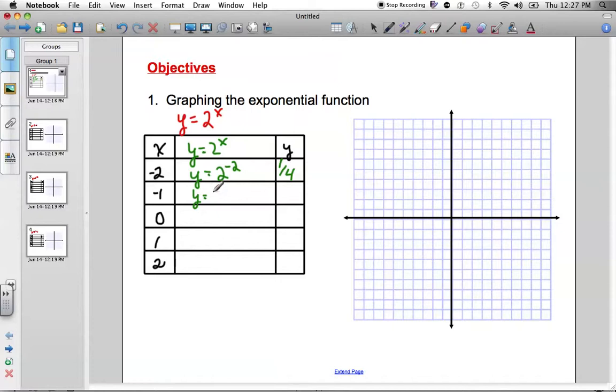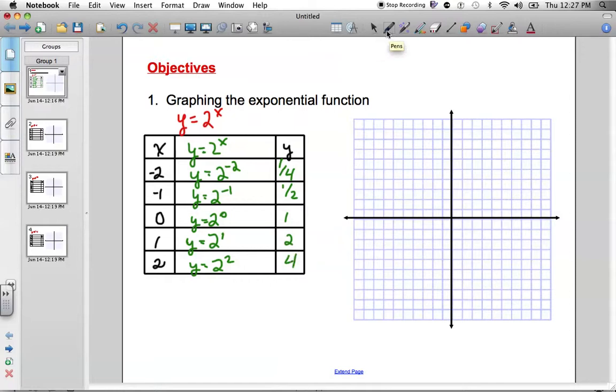When we put in -1 into our function, we're going to have a value that is 1/2. When we put in a value for x that is 0, we'll get 1. When we put in a value for x that is 1, we'll get a value of 2. And when we put in 2, we'll get a value of 4.